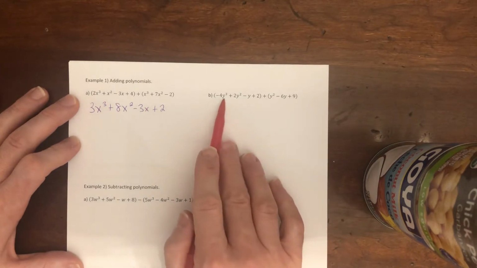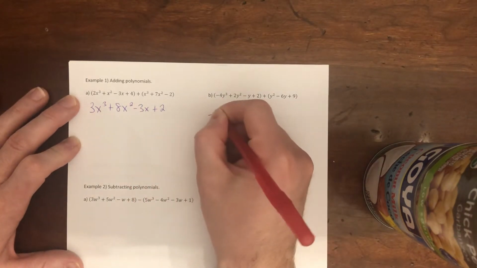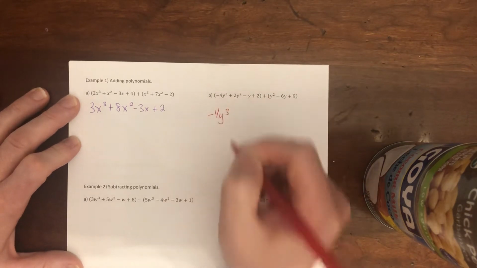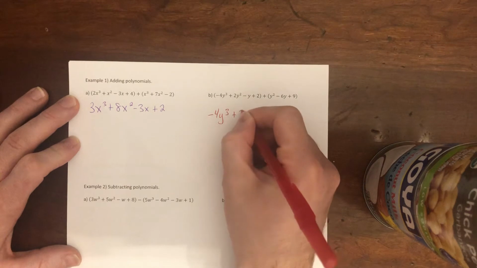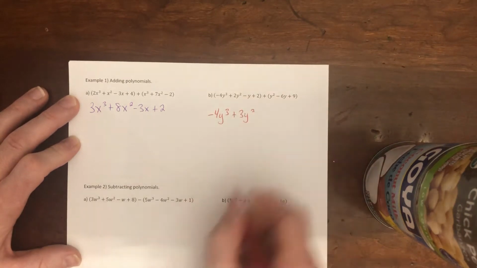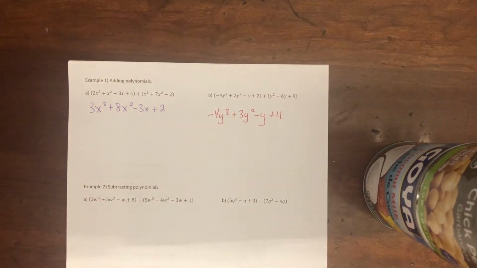Same thing for the next one. We don't have an x or y to the third in the second one, so we'd have negative 4y to the third. Add the y squareds together, plus 3y squared minus y plus 11. Okay. That's all we're going to do when we add polynomials.